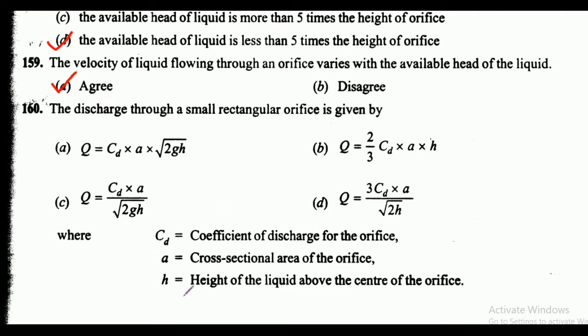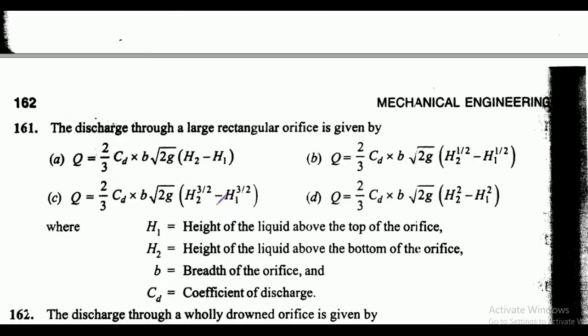Next is the discharge through a small rectangular orifice is given by. Here friends, these are the options, where CD is equal to coefficient of discharge for the orifice, A is equal to cross sectional area of the orifice, and H is equal to height of the liquid above the center of the orifice. So here friends, correct answer is option A, that is Q is equal to CD into A into under root of 2gh. Next is question number 161.